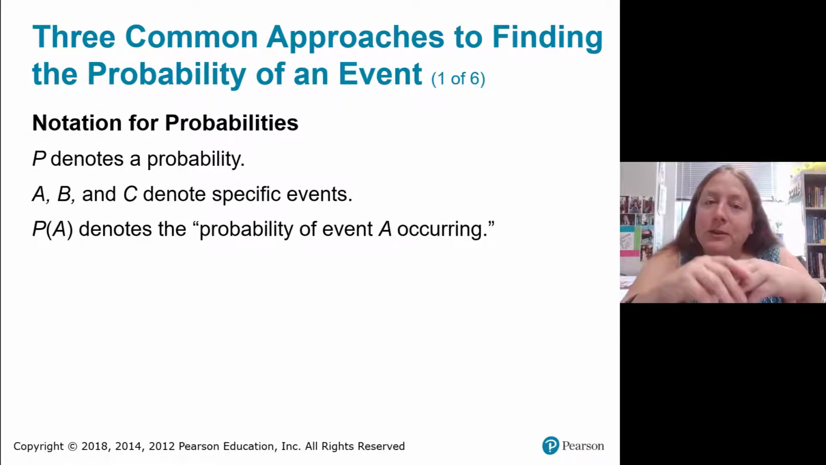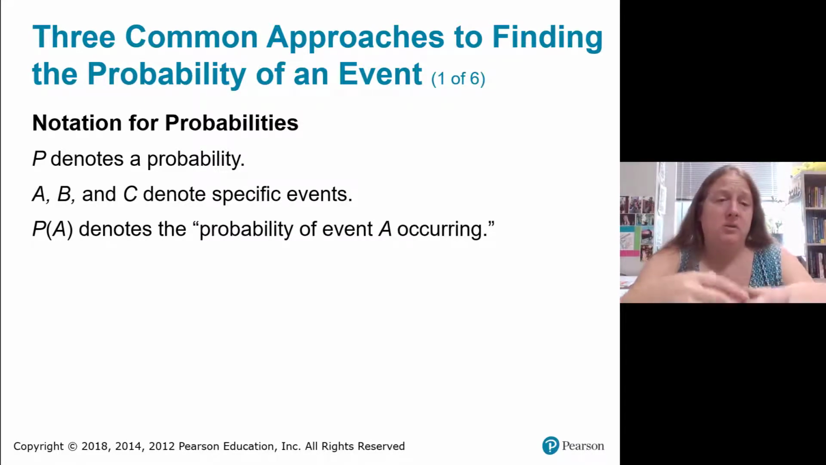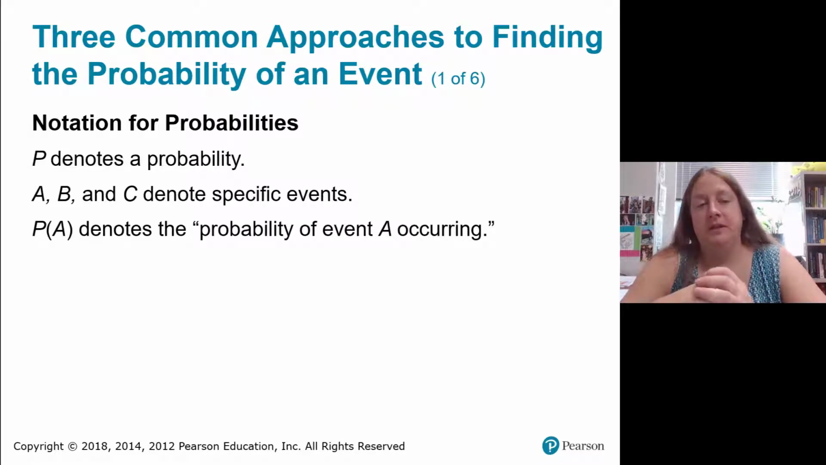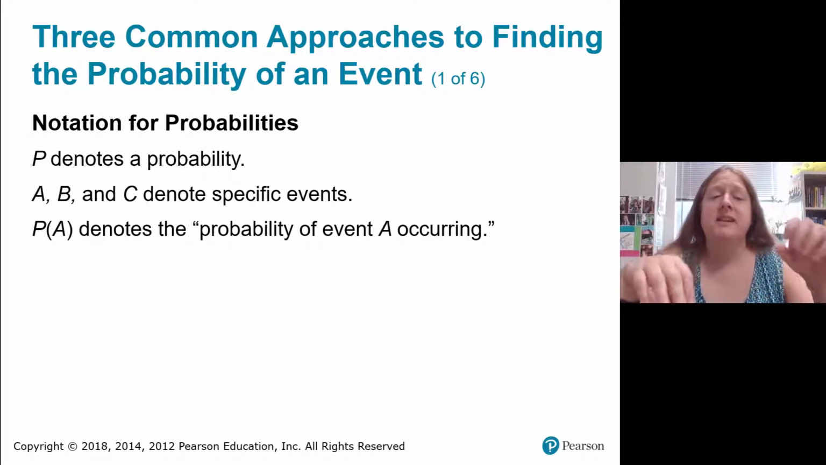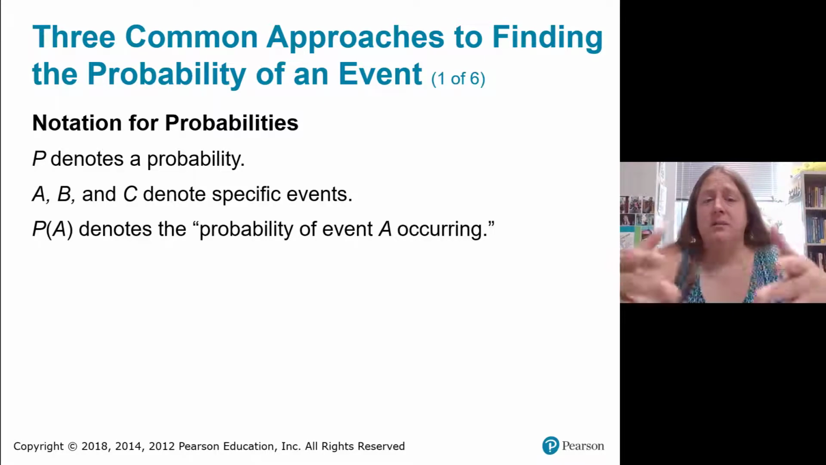So we have 3 common approaches that we can take to finding the probability of an event. The notation that we're going to use as we go through this: when you see the letter P, you should be thinking probability, all right? And capital letters A, B, and C are common ones, but other ones can be used, are going to denote specific events. So when we see the capital P and capital A in parentheses, we read this as the probability of event A occurring. All right? Sometimes we shorten it down to the probability of A.